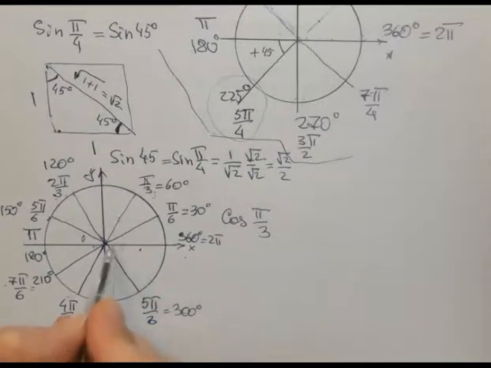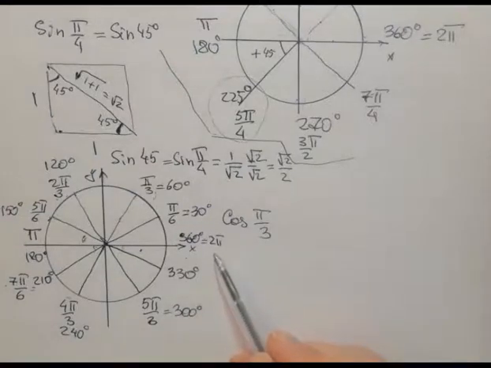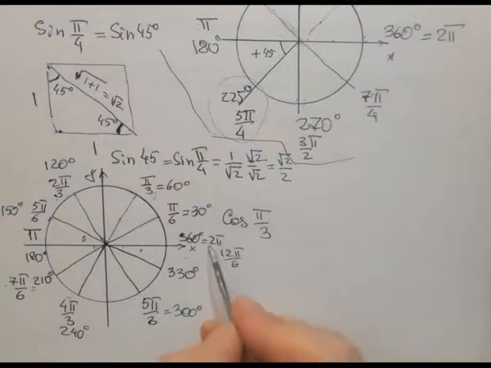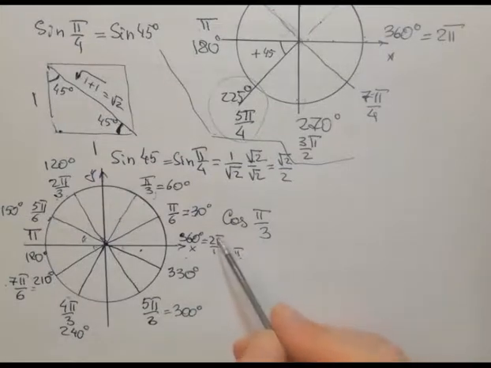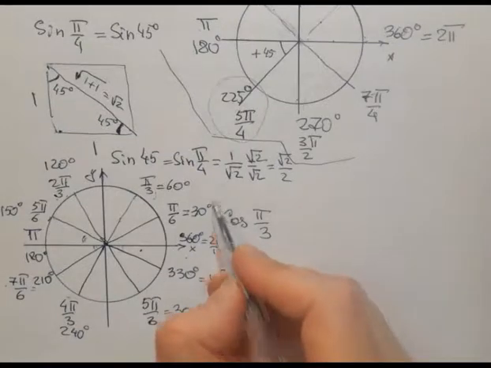And the last one we have here, 360 minus 30, or 330 degrees, or 2 pi, which is the same as 12 pi over 6. I multiply 2 pi over 1 by 6, numerator and denominator. 12 pi over 6 minus 1 pi over 6 is 11 pi over 6.